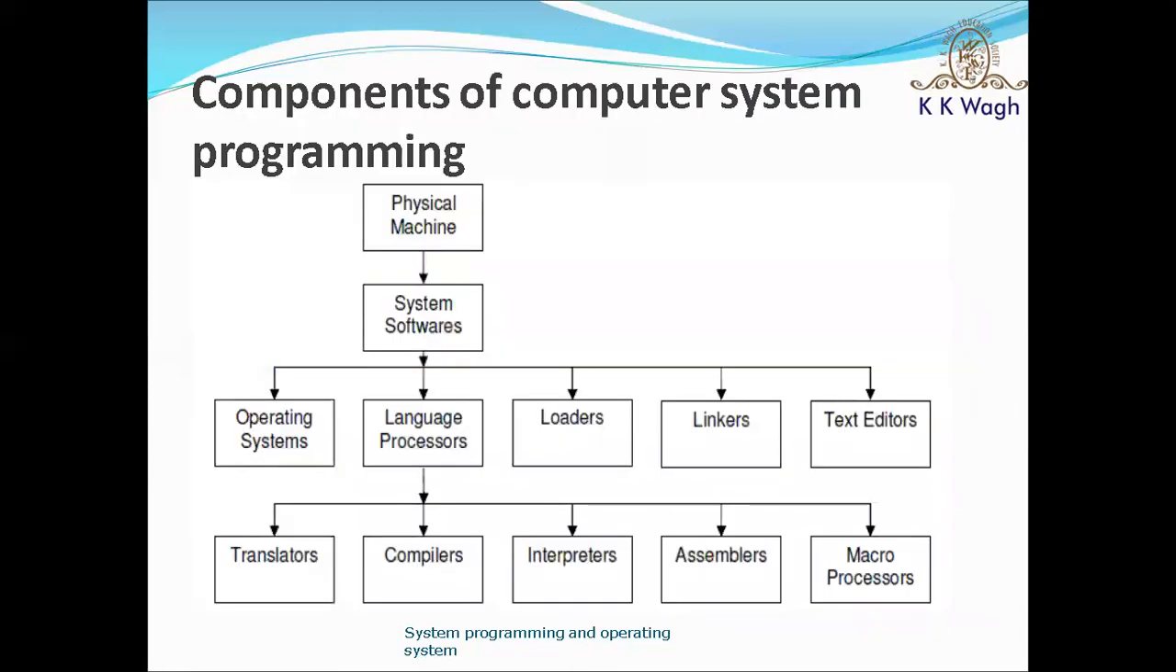Now let us see the components of computer system programming. The hierarchy begins with a physical machine. Then system software is there. In that, system software contains the operating system, language processor, loaders, linkers, and text editors. Then language processors again have parts, the major components being translators, compilers, interpreters, assemblers, and microprocessors. I think we have already seen these things in system programming as well.